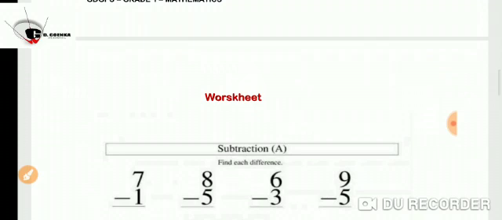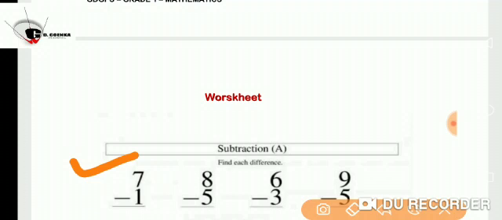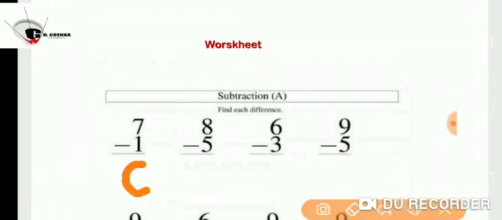Now let us solve this worksheet. 7 minus 1 is equal to? 7 is the bigger number, so we will keep it in our mind and 1 on our fingers. And we will count backward from 7. So 7, 6. 7 minus 1 is equal to? Yes, 6.